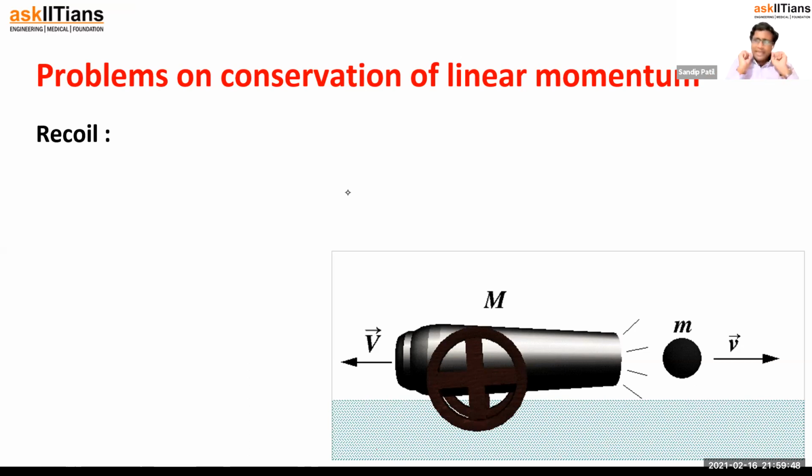This is the same formula you will get as your gun's velocity. That's not going to change. The basic principle we are going to use here is the conservation of linear momentum: m1 u1 plus m2 u2 is equal to m1 v1 plus m2 v2.